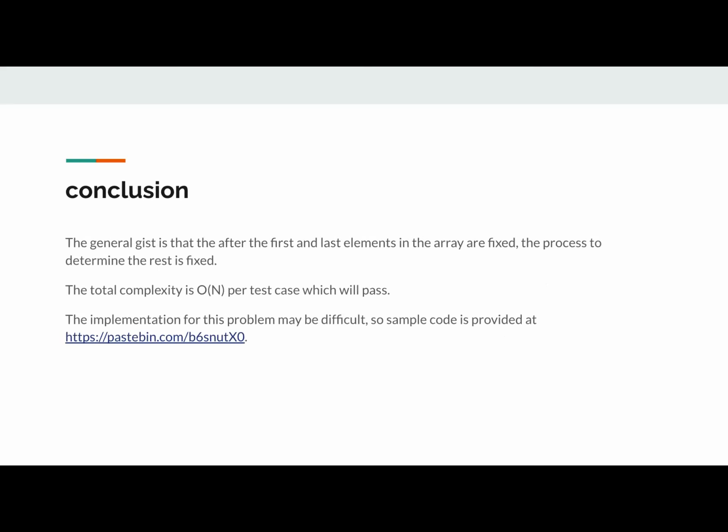One of the important overarching themes is that after the first two elements are fixed, the process to determine the rest is fixed. So the lexicographically minimum condition only really applies to the first element and the last element in the permutation. The total complexity is O of n per test case, which will pass under the constraints that are given.